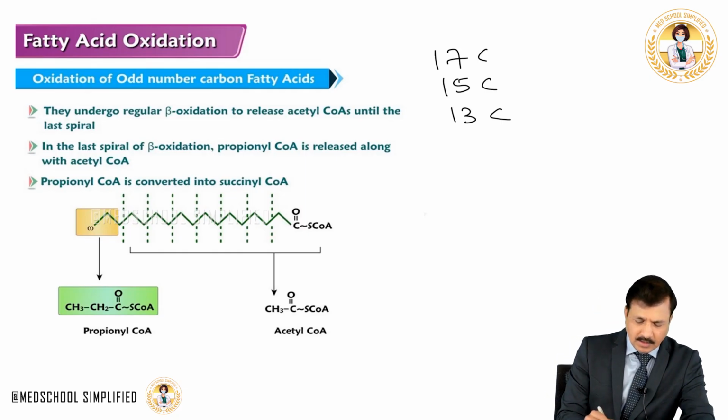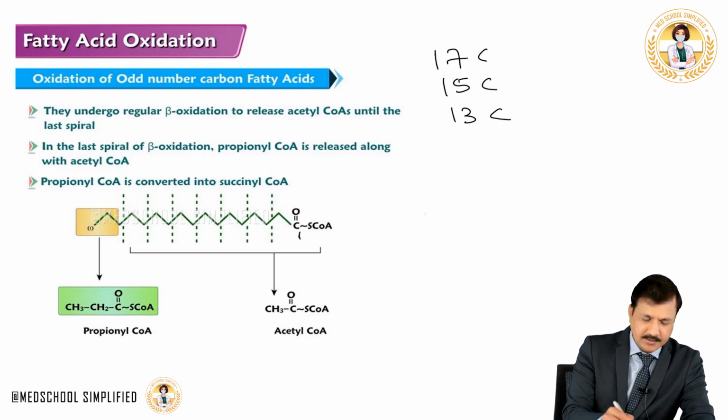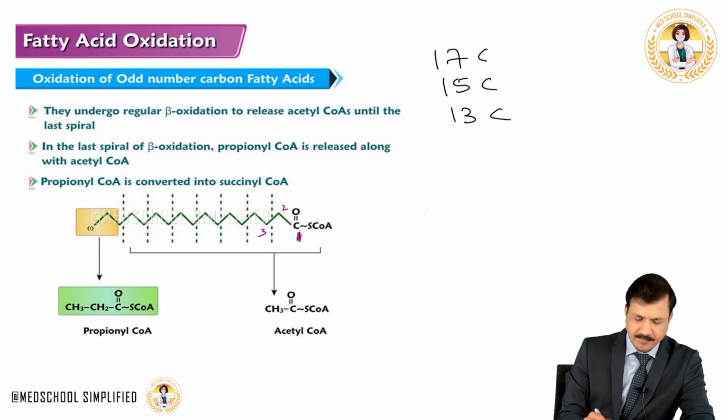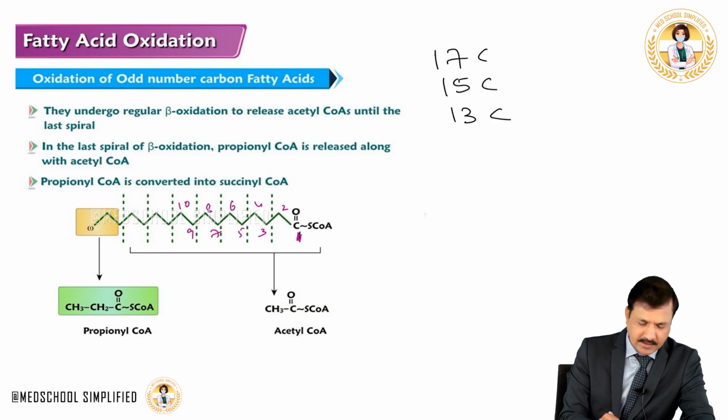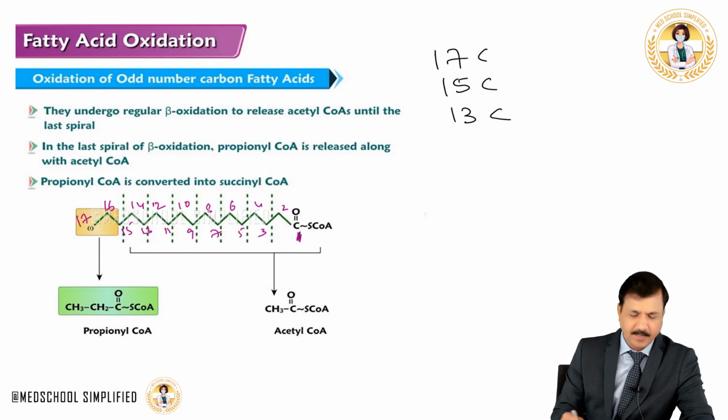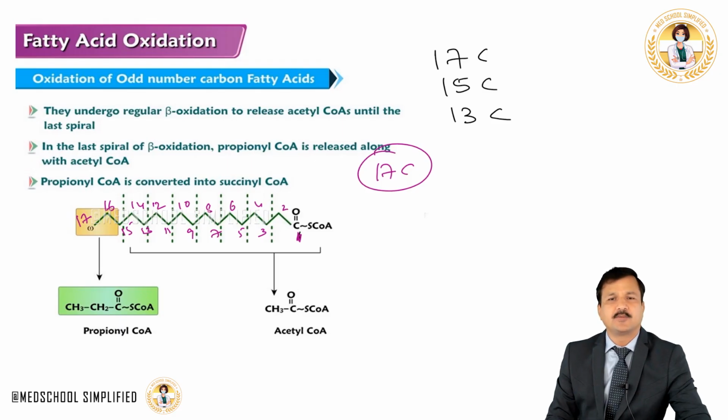Number 1 carbon, let me color that here with purple color. Number 1 carbon, number 2 carbon, number 3 carbon, like that. Let me go on numbering here so that you know it is an odd number carbon fatty acid. Number 4, 5, 6, 7, 8, 9, 10, 11, 12, 13, 14, 15, 16 and 17. So it's a 17 carbon fatty acid that is shown here, which is an odd number.